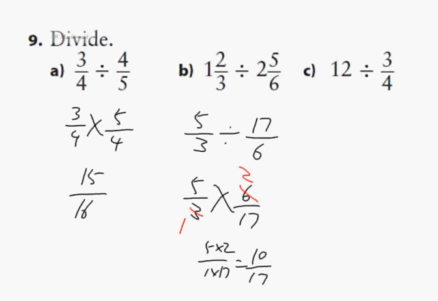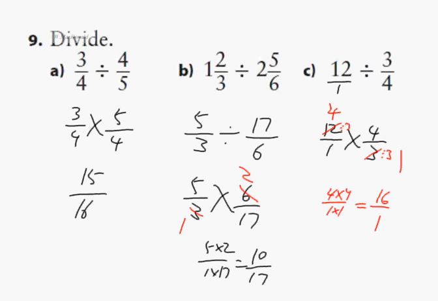And the last one, I have a whole number, so I want to think of it over 1. 12 over 1 multiplied by the reciprocal of 4/3, which is that. Check for cross reduction. It exists. 12 over 3 can reduce by 3 on both sides, which is 4 over 1. Multiply your numerators, multiply your denominators, you get 16 over 1.